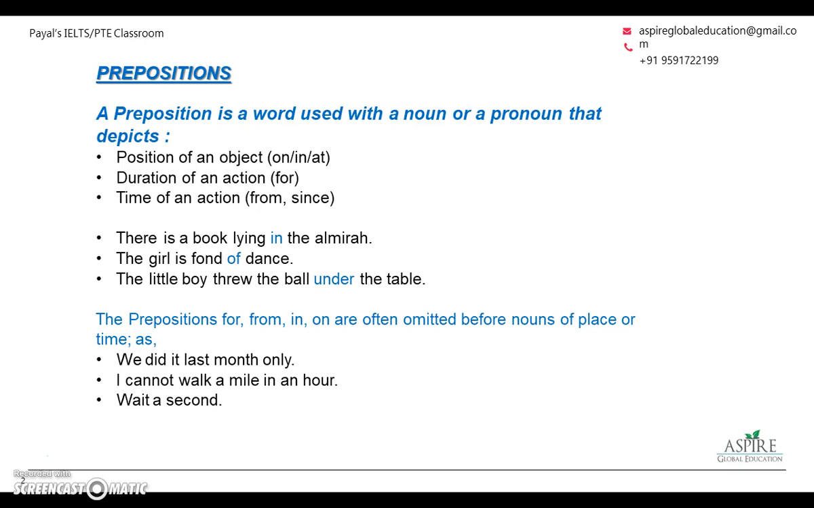But if I also want to tell the position of the book, I will use a preposition. There is a book lying on the table. Where is it lying? On the table. So on is my preposition that tells me the position of the book.